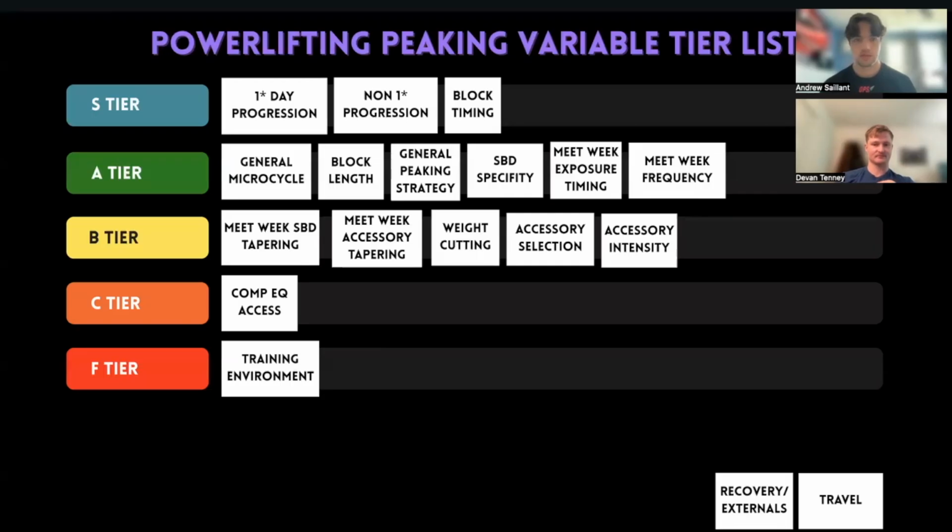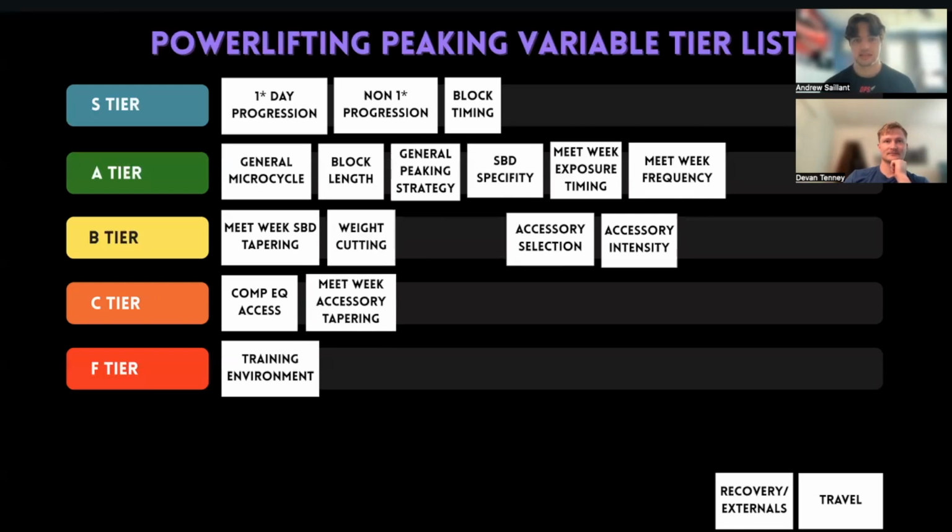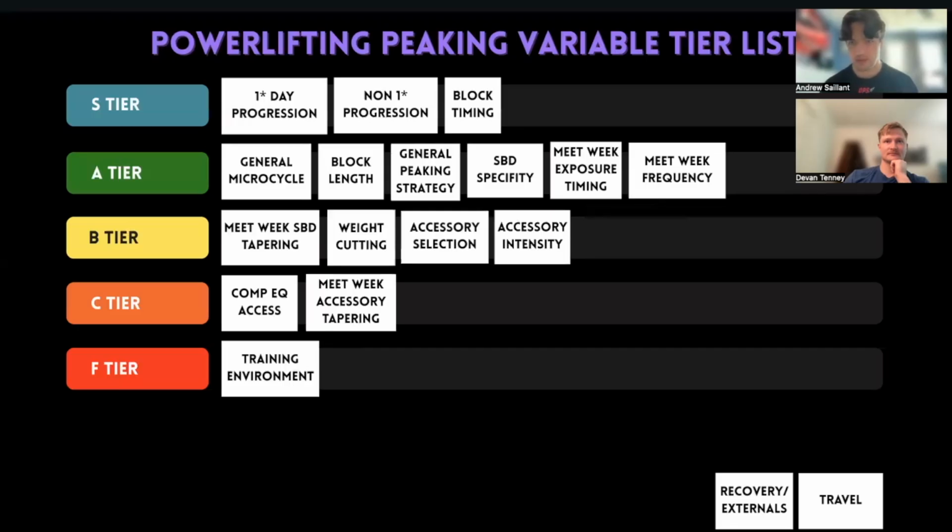Yeah, I agree. And same deal really with meet week accessory tapering, that could maybe even go down to C. That's what I was thinking too, just because the selection and the intensity of your accessories is probably going to be more important than how much you're tapering them.